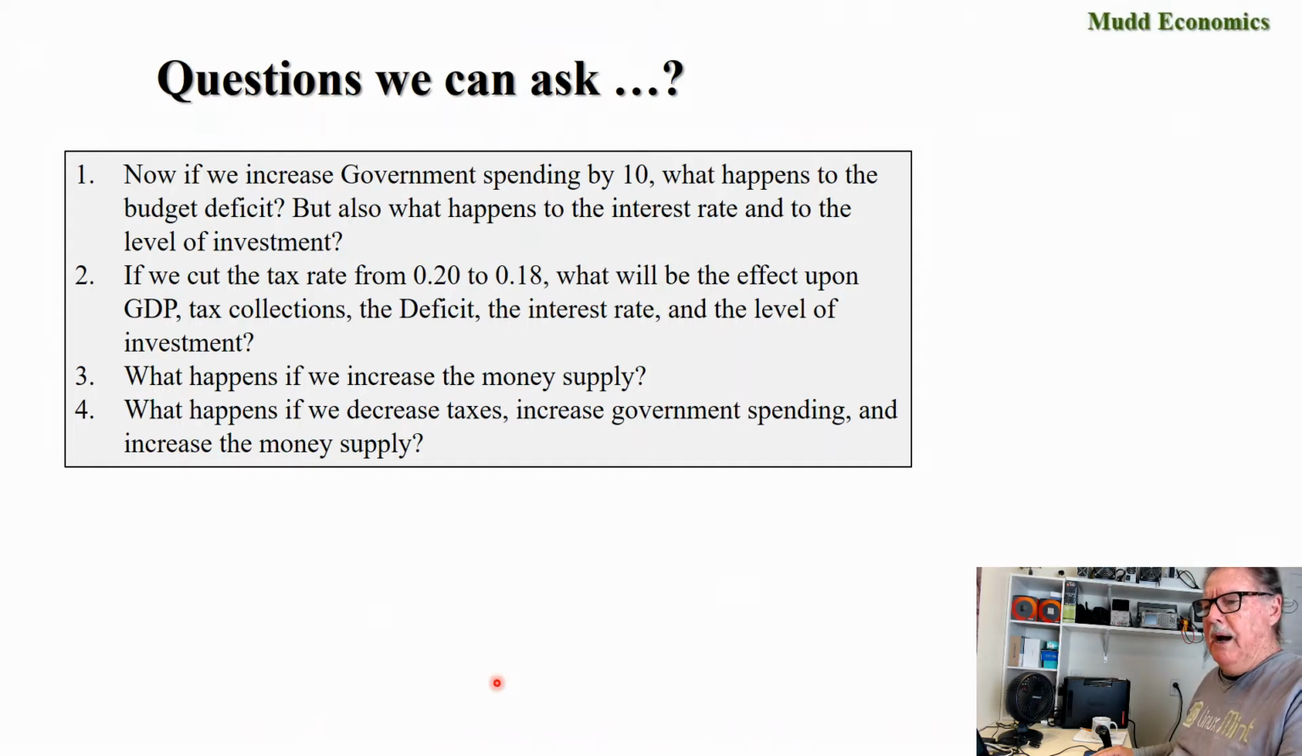And then we can combine some things. What happens if we decrease taxes, increase government spending, and increase the money supply all at the same time? What kind of effect do we get? So let's explore this and investigate these one by one.